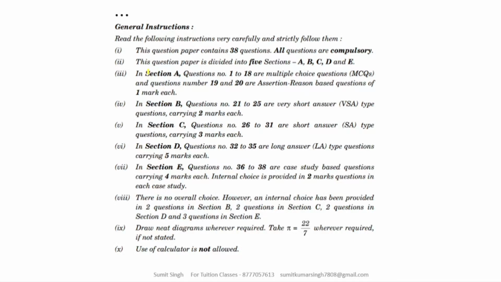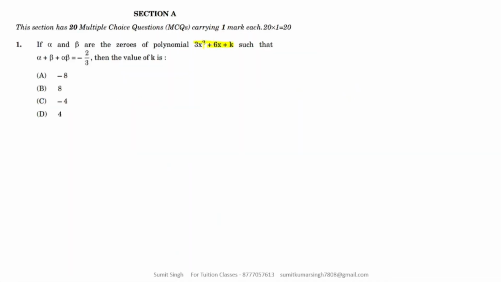In this video we will discuss only Section A questions. There will be a total of 20 questions. Questions 1 to 18 will be MCQs, and questions 19 and 20 will be assertion-reason based questions. The polynomial is 3x square plus 6x plus k, and we have these conditions, and here we just have to find out the value of k.